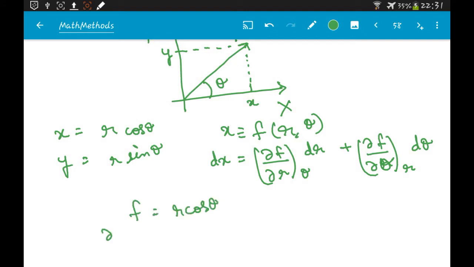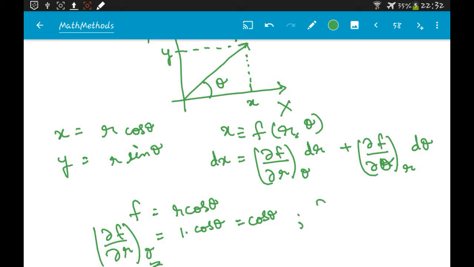And so dou f by dou r at constant theta, right? So we are assuming that theta is a constant for this term, and for the other term we will assume that r is a constant value. So if for this term theta is constant, then we only differentiate with respect to r. So differential of r is nothing but 1. So you have 1 into cos theta. So this is nothing but cos theta.